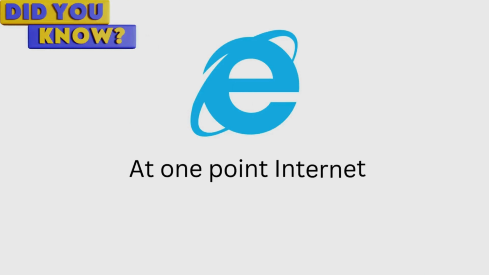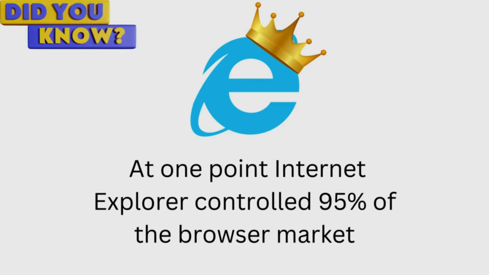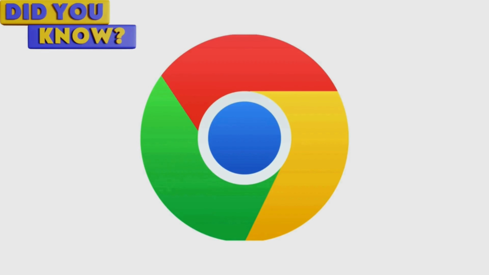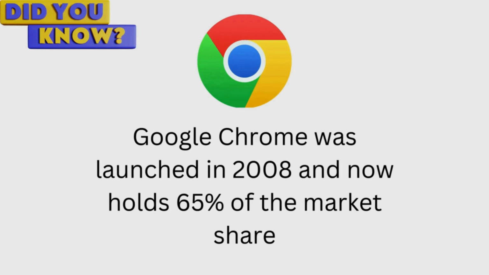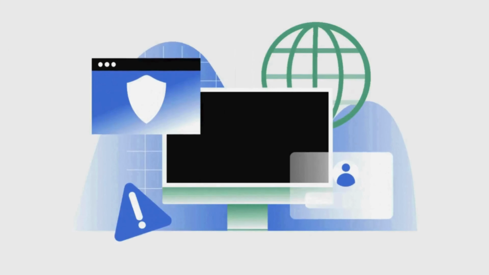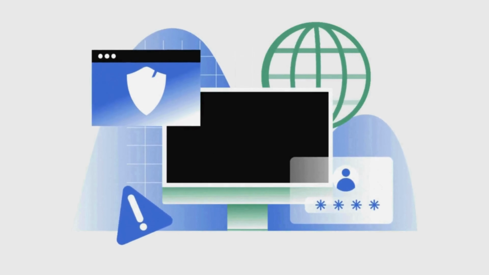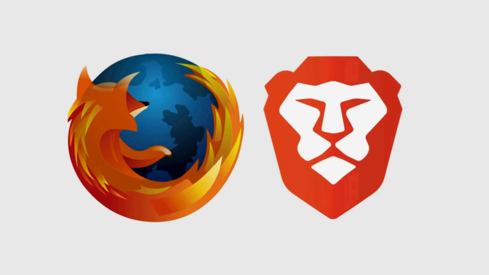Did you know that at one point Internet Explorer controlled 95% of the browser market? Google Chrome, the browser you are probably using right now, was only launched in 2008 and now it has about 65% of the market share. Your browser tracks almost everything you do online, which is why Firefox and Brave are becoming popular for privacy.